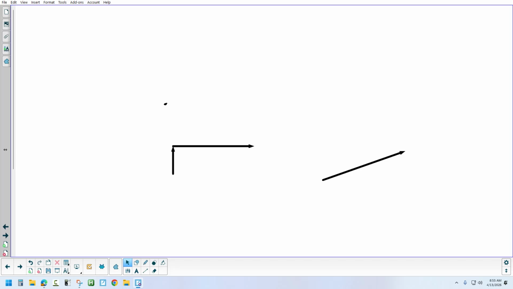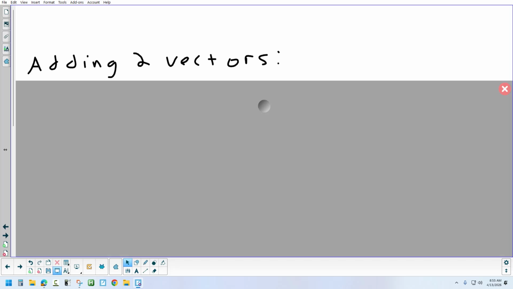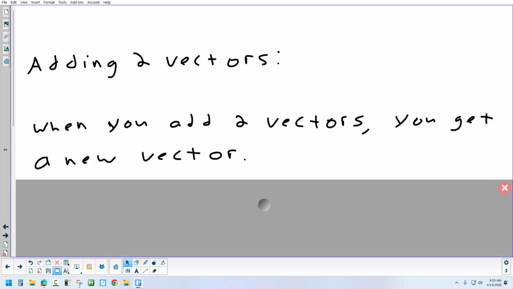When you take two vectors and you add them together, the way that I just showed you, you get a new vector. Okay, so adding vectors results in a vector. And the way we're going to add them for today is I'm going to show you a visual method where you take two vectors and you stack them together, and then you draw in a diagonal.